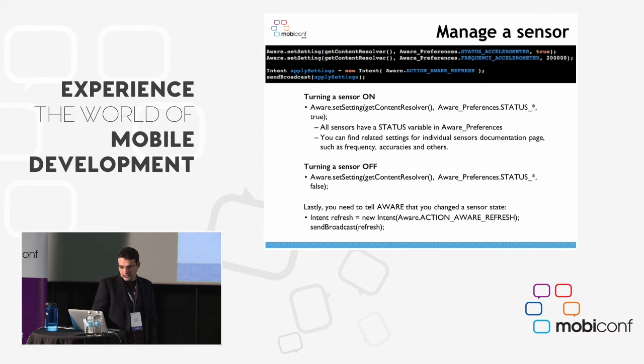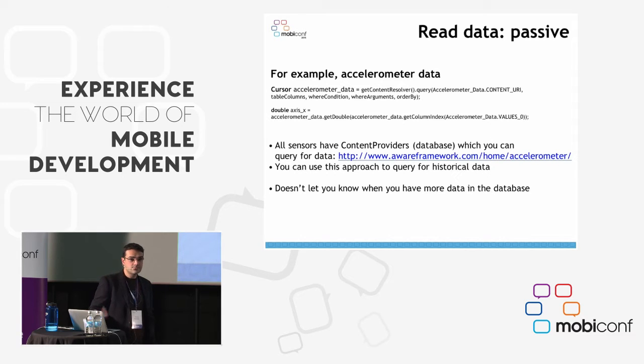Like I said, we have two ways of reading the data after you collected it. You can do the traditional way: a cursor, do a query, get the data. That's normal Android APIs, so there's nothing else to do. And every sensor has its own content provider, which you can take advantage of. That means you can not only do queries using cursors, but also content observers. Every time new data is inserted into the database, your application will be notified and you can react in real time to the changes in the data.